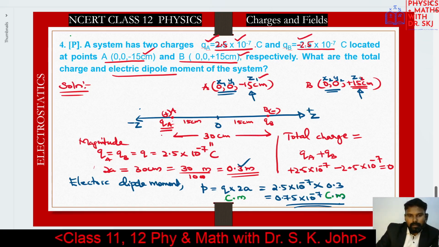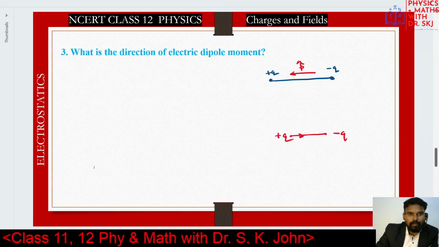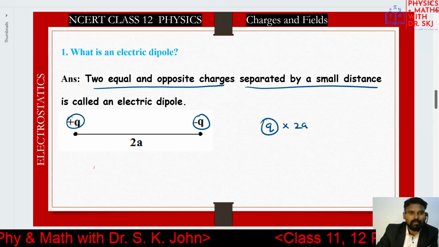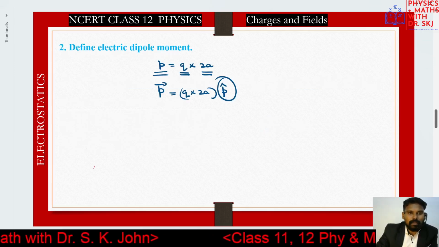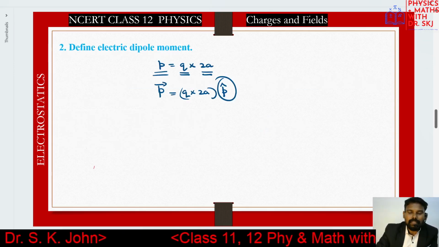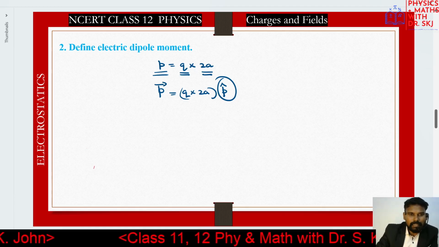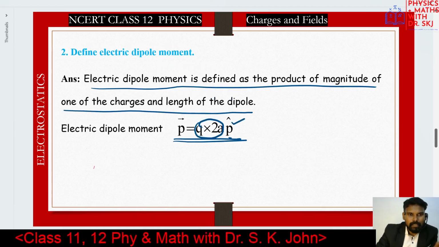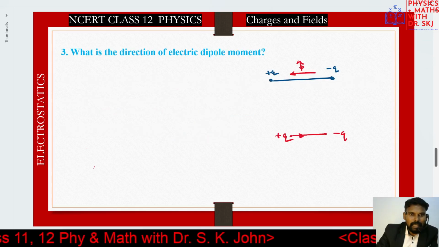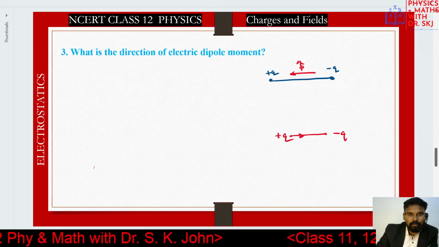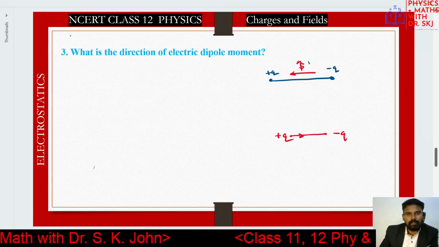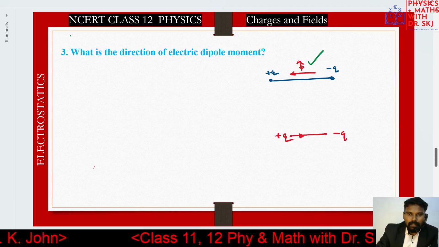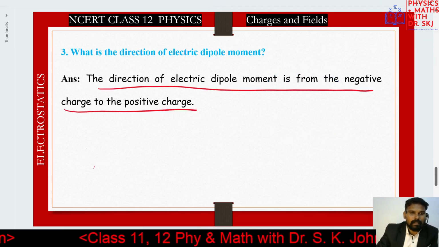So you got an idea about what is electric dipole moment. Electric dipole means two equal and opposite charges separated by a very small distance. And what is the definition of dipole moment? It is the product of one of the charges and the length of the dipole. You understood that dipole moment is a vector quantity. And what is its direction? Its direction is from the negative charge to the positive charge. And what is the unit of dipole moment? It is coulomb meter.